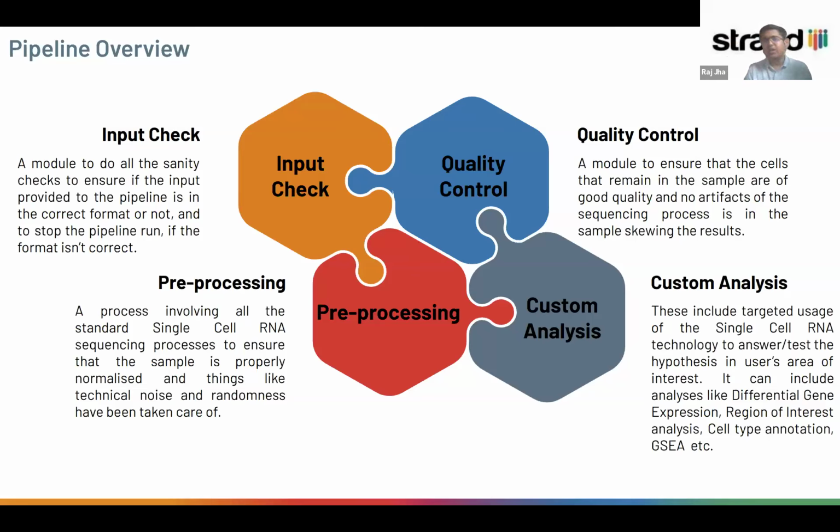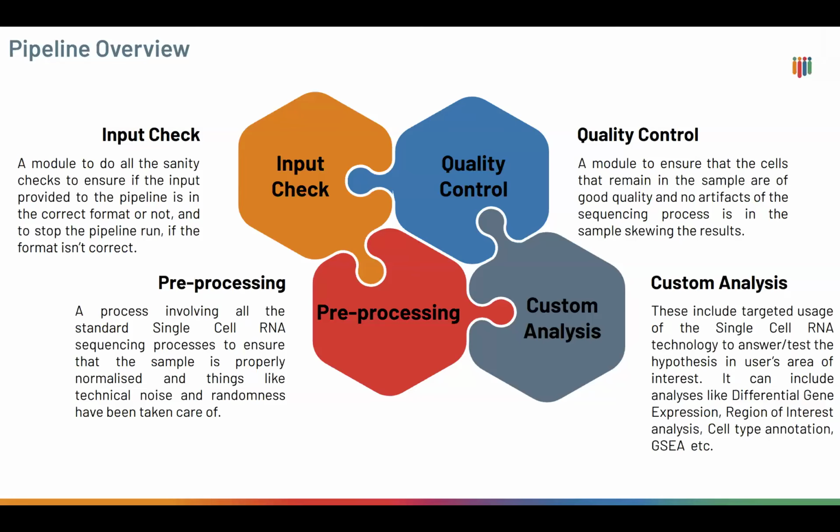Once the input check has been done and you have the count matrix, that is when you go to quality control. Why do we need quality control? Because while generating the matrix, there are multiple encapsulations that are sometimes not really cells, but are just artifacts of the sequencing process. These can skew the results, therefore you don't want to have them in your sample. So you can remove them using multiple different methods, such as mitochondrial percentage, ribosomal percentage, mRNA counts, protein counts, and so on.